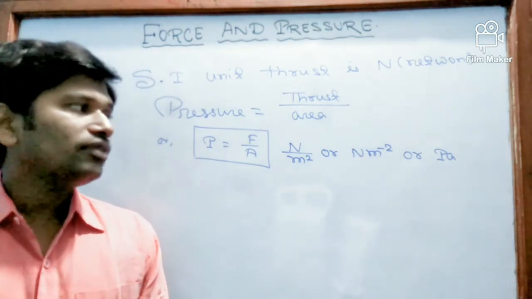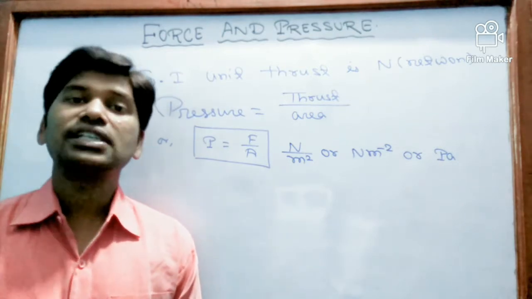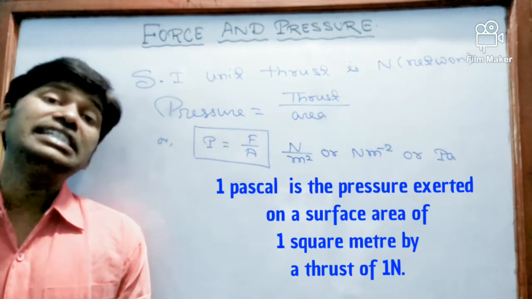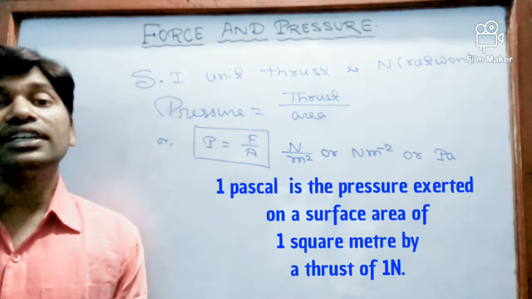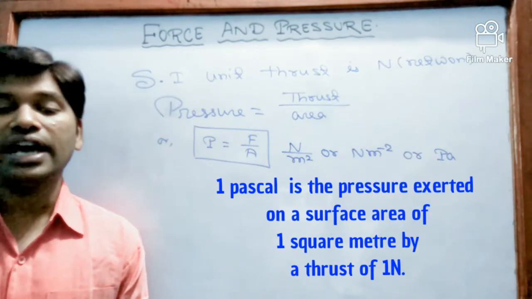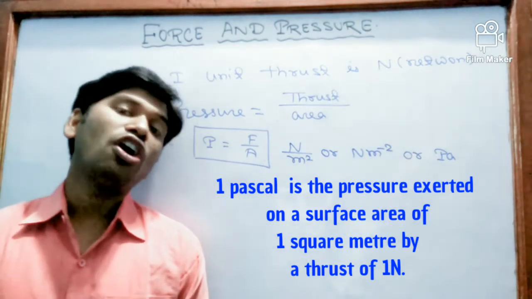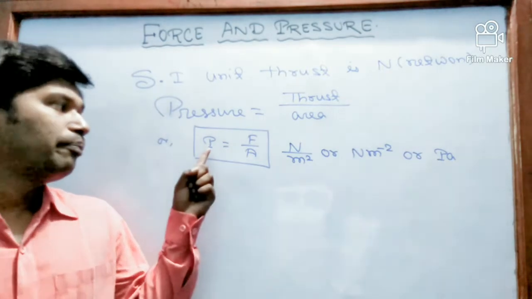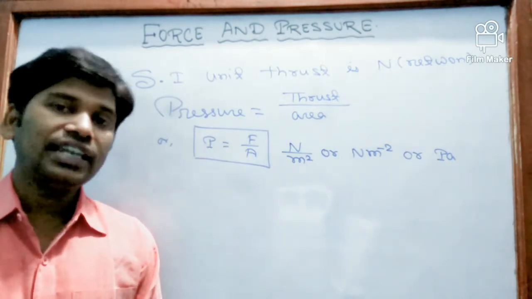We can define 1 Pascal. So what is 1 Pascal? 1 Pascal is the pressure exerted on a surface area of 1 meter square by a thrust of 1 Newton. Pressure is a scalar quantity.